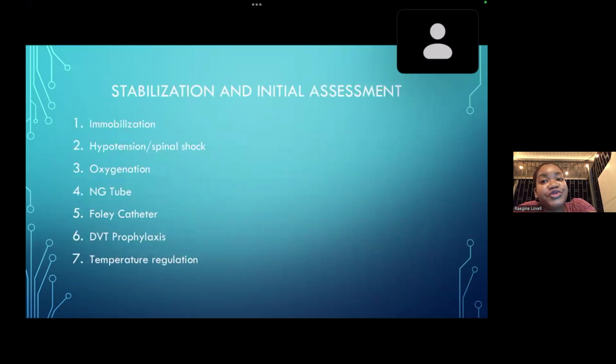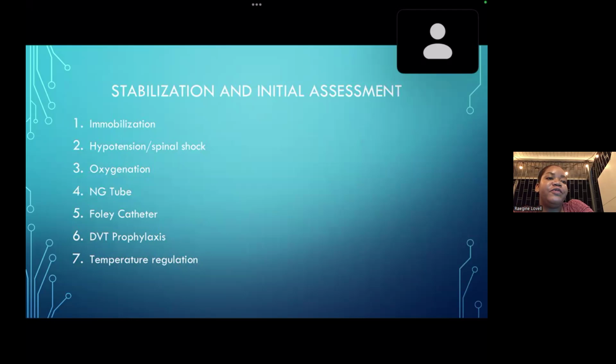So we'll just run through stabilization and initial assessments. So there's immobilization, so you maintain backboard or head strap to facilitate patient movement, transfer, examination, and so on. And once those studies are completed, backboard must be removed to reduce chance of decubitus ulcers.